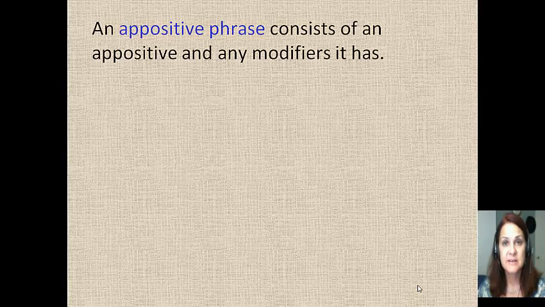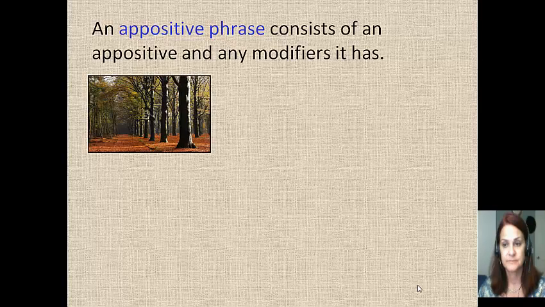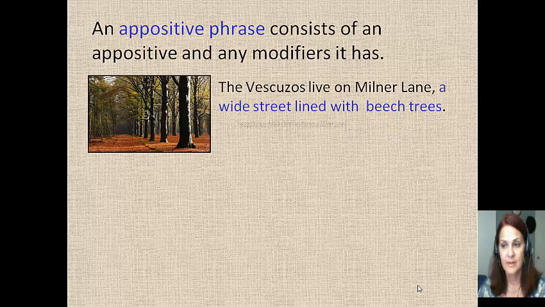An appositive phrase consists of the appositive and any modifiers it has. The Vascuso live on Milner Lane, a wide street lined with beech trees. So my appositive phrase is highlighted in blue, and it's functioning here as a noun identifying Milner Lane.